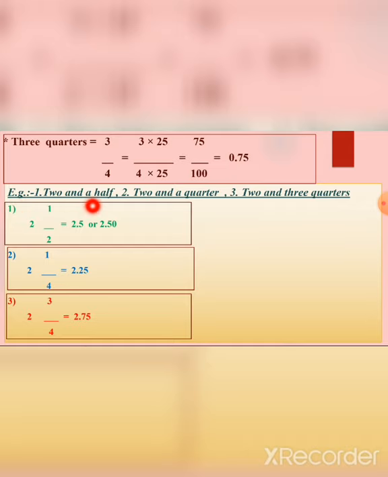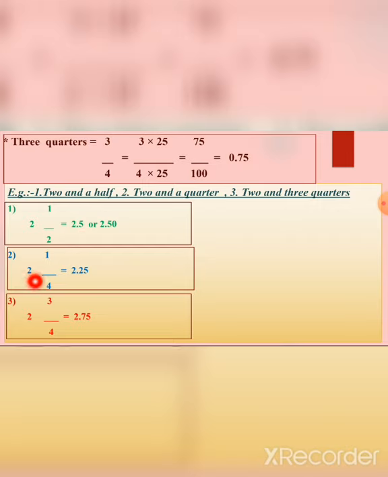First, 2 and a half. Second, 2 and a quarter. Third, 2 and 3 quarters. Now leave one line and write the first example. 2 and 1 upon 2 is equal to 2.5 or 2.50.